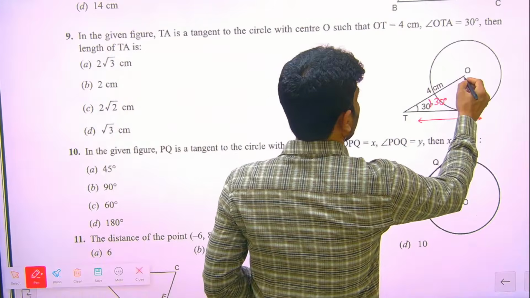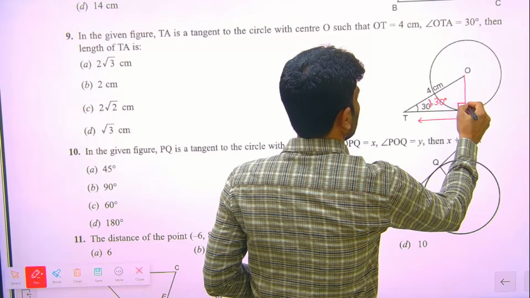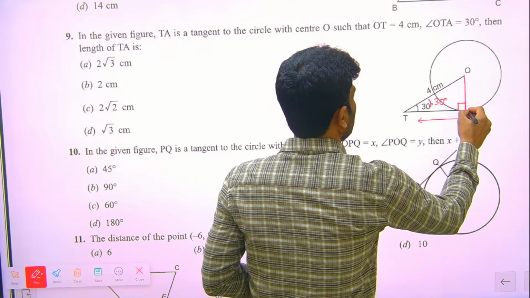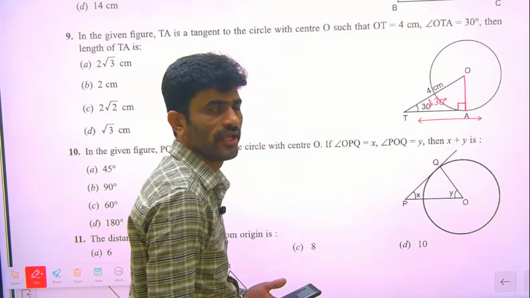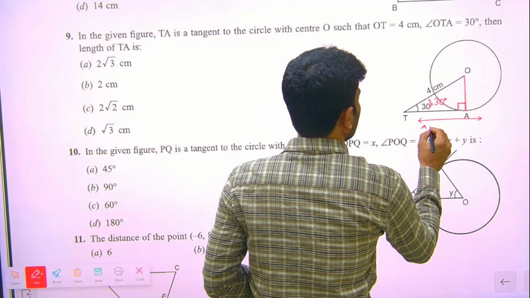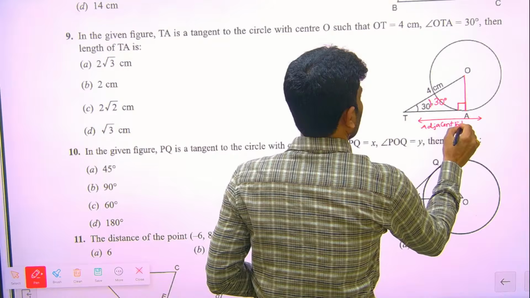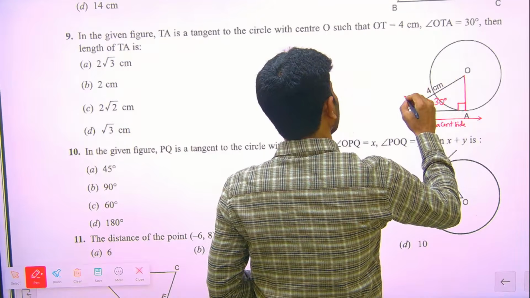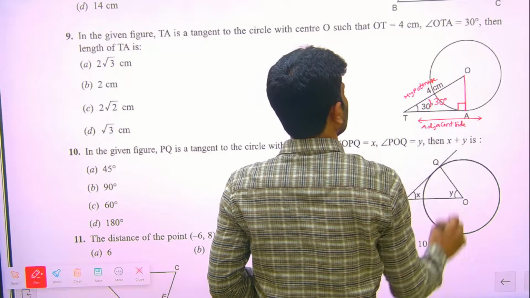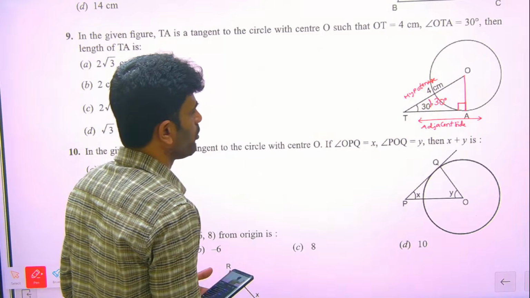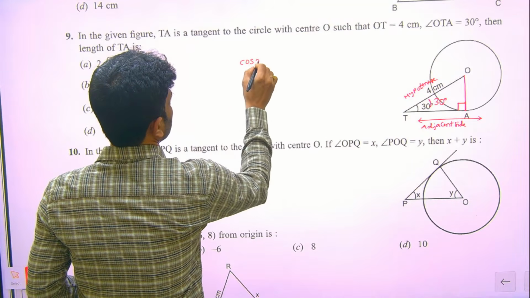Just join OA, you get a right angle triangle. In this right angle triangle, AT is which side to the angle? AT is the adjacent side to the angle, and this OT is the hypotenuse. So which ratio do we have to use? Adjacent and hypotenuse: cos. So we use cos 30 degrees.